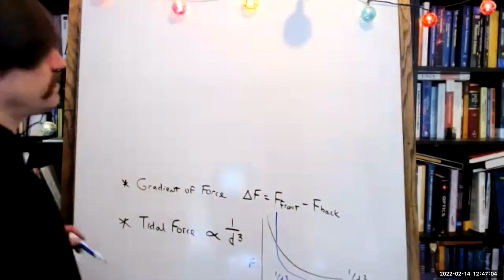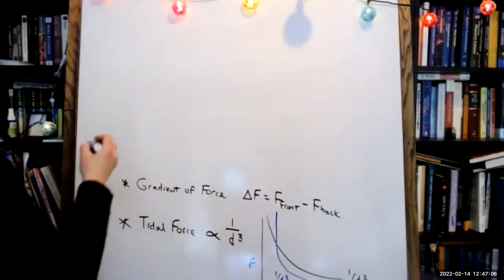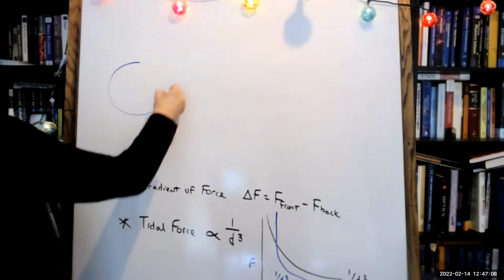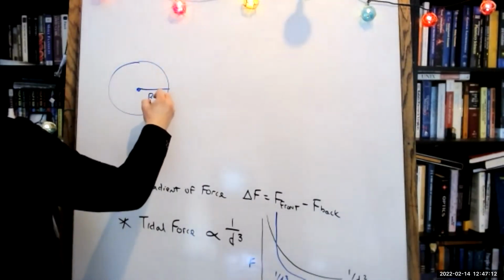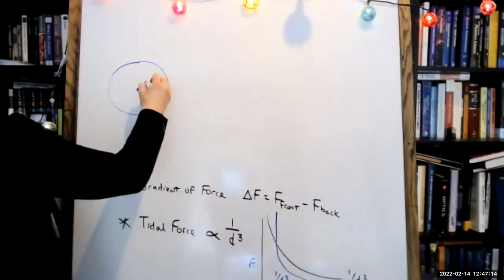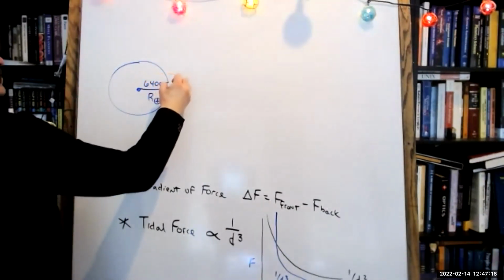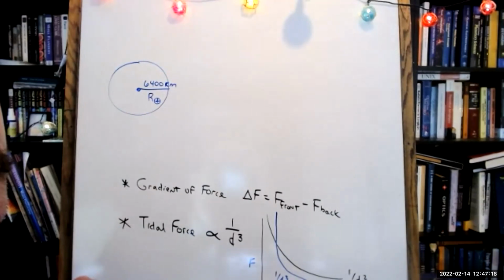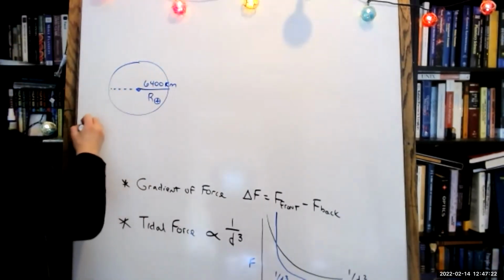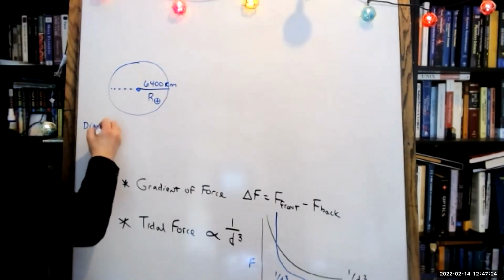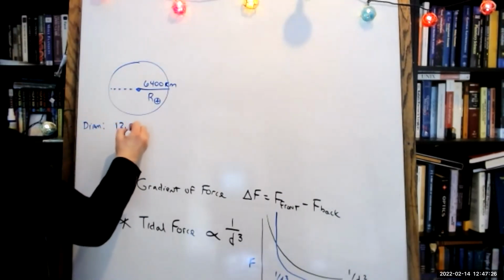I want to do cartoon numbers and I want to do percentages. Let me draw the Earth and let me remind you that the radius of Earth is 6,400 kilometers. What would that make the diameter of Earth? That would be 12,800 kilometers. Good.